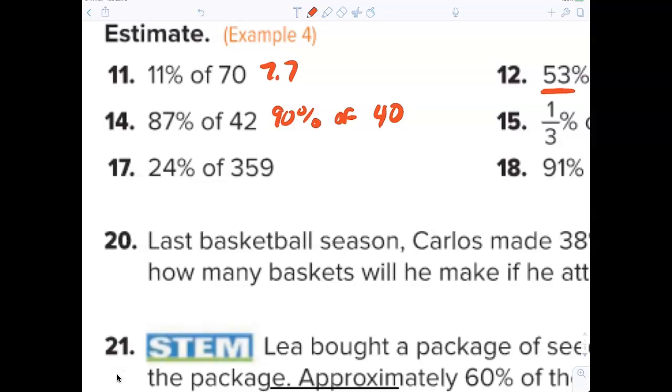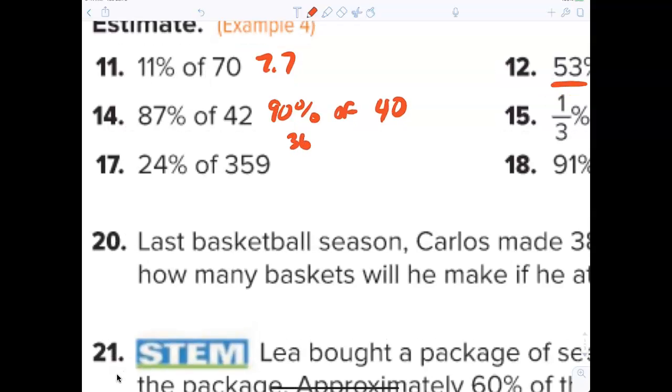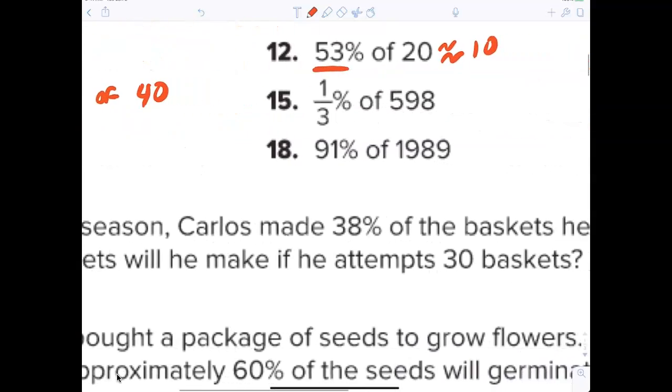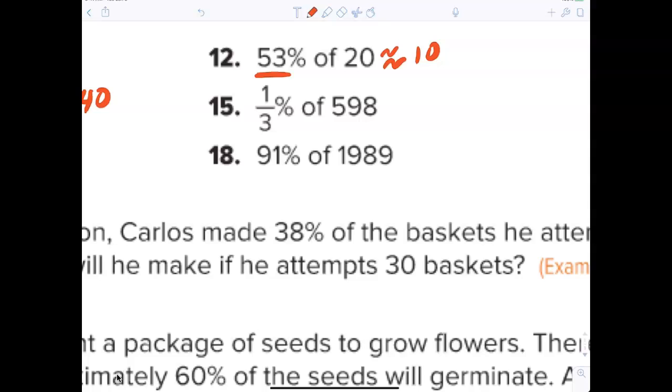I don't care if you did 4 times 9 or if you did 40 minus 4. Everybody okay with that? Everybody good? All right. Come on. Let's see if you're getting better. So what do you think that is?